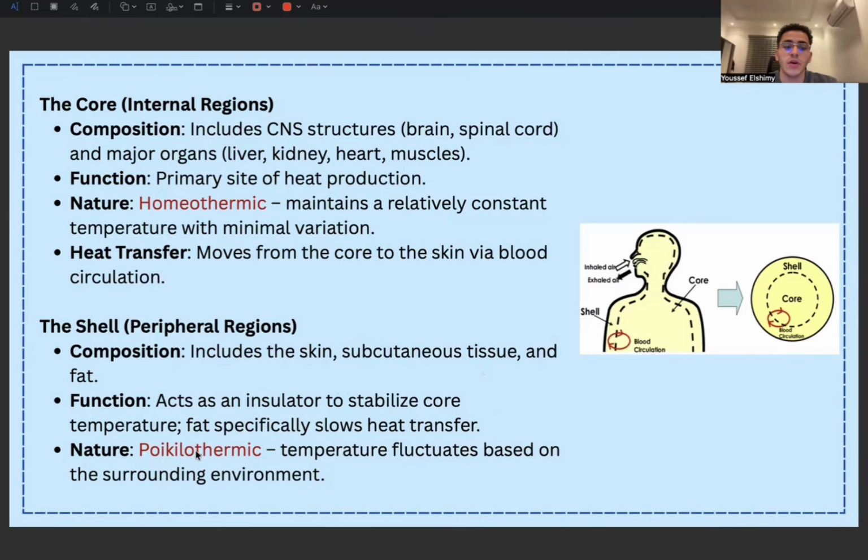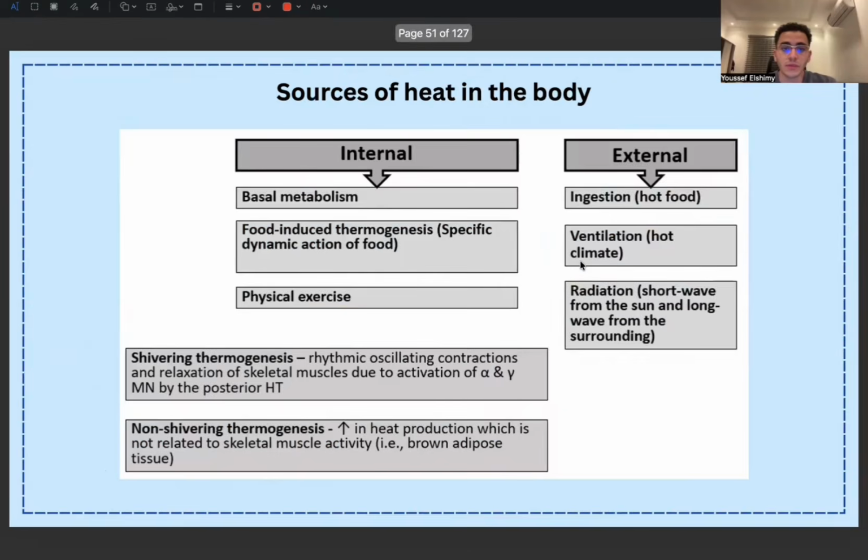So in nature, the shell is poikilothermic. It means that temperature fluctuates based on the surrounding environment. If the surrounding environment is cold, the shell would be cold. If the surrounding environment is hot, the shell would be warm. So, what are the sources of heat in the body? It could be divided into internal sources or external sources.